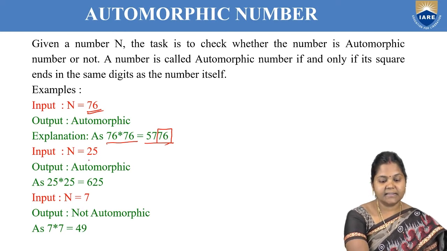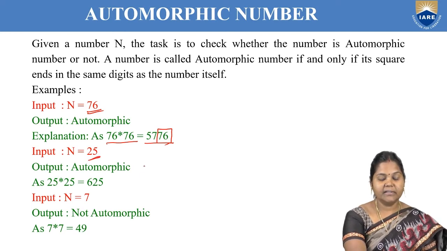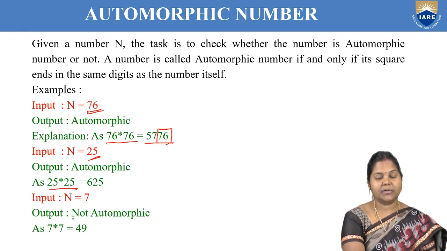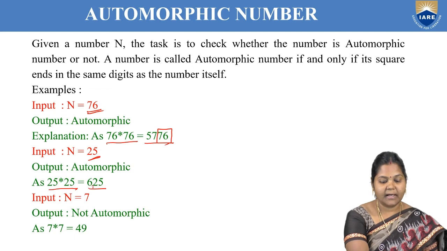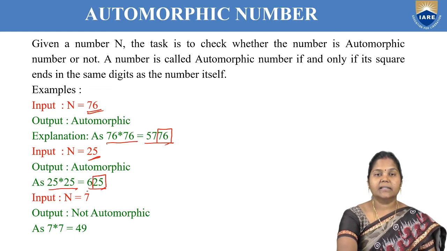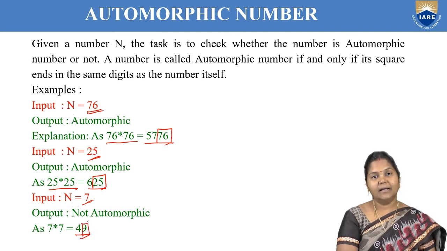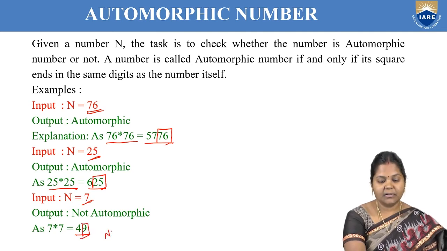Let us take another example, 25. 25 is also automorphic. Why? Because first you find out its square. 25 into 25 is 625. And if you observe the last two digits, it contains the number itself. Now, coming to 7. 7 is not automorphic because 7 into 7 is 49 and the last digit does not contain the number 7. So, it is not automorphic.